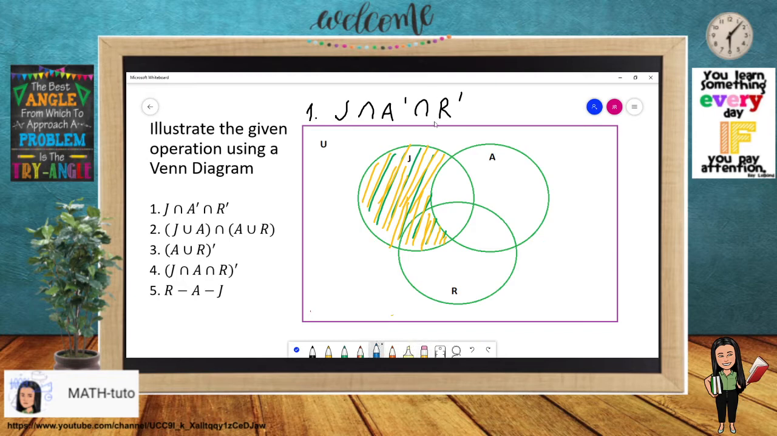Okay, next. Intersection nitong dalawa with R prime. Ibig sabihin, we will shade everything in the universal except R. Ito yung part na to. Okay? Kasama rin naman to, but since it is not part of the intersection, wag na natin siyang i-shade because it is not part of the final answer. Etong part na to, delete na natin. Okay? So, the shaded part here now is the intersection of J and A prime and R prime. Yan lang sila mag-i-intersect.